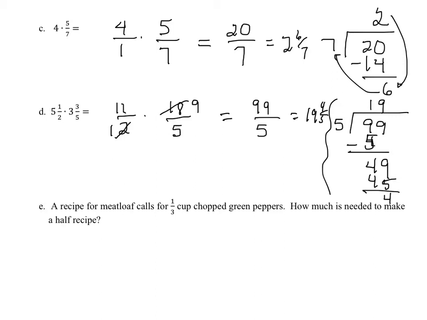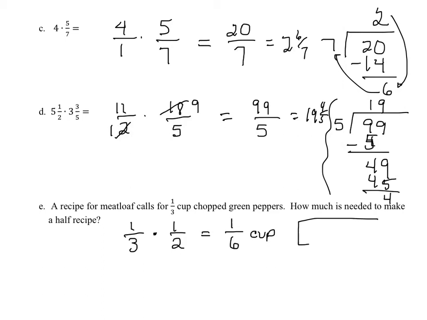Now this next one is a recipe calls for 1/3 of a cup of chopped green peppers. How much is needed to make half the recipe? So what I'm going to do is take 1/3 of a cup and multiply it by 1/2. And then I'm just going to multiply across, so I get 1/6 of a cup.